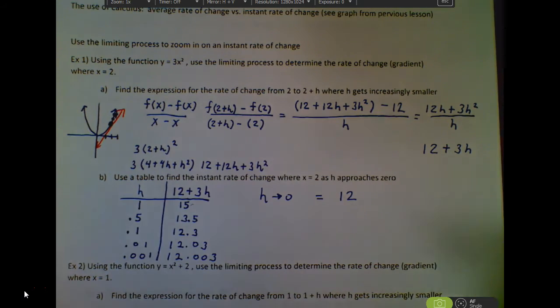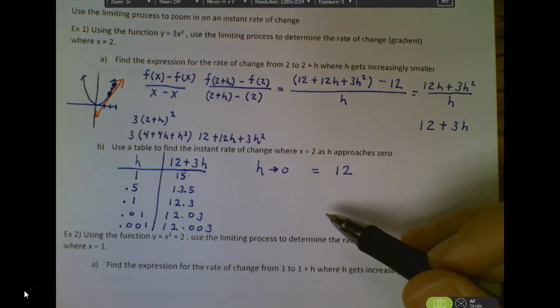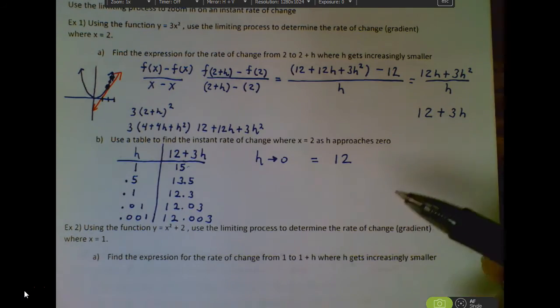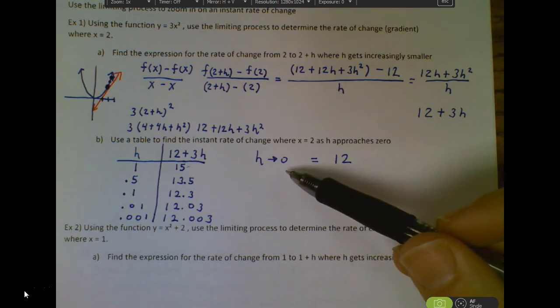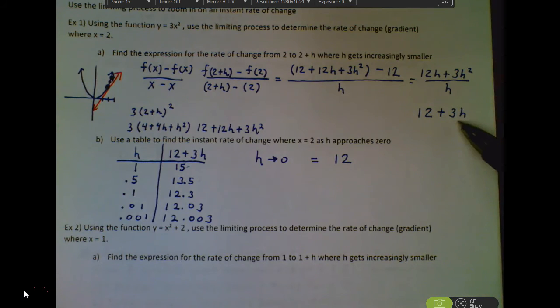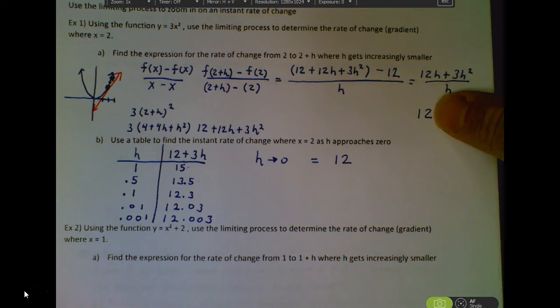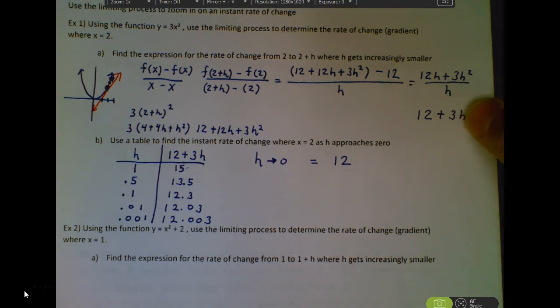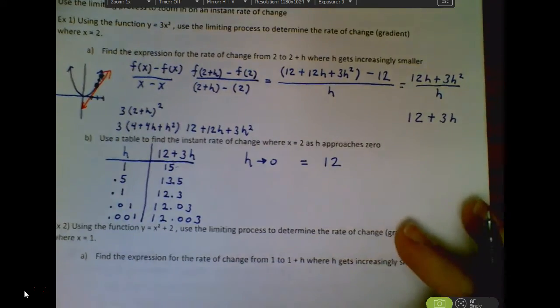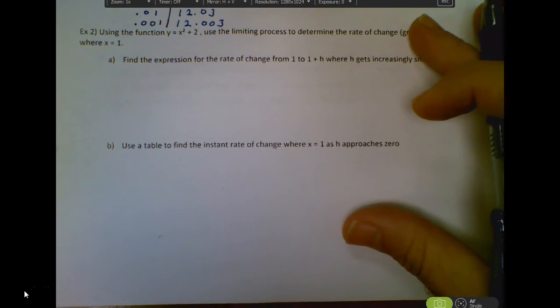Keep in mind, here's sort of the obvious that you guys are going to notice as we do these. If h is approaching 0, look at our expression. Well, if h is basically becoming 0, what am I going to be left with? Right? So 12. We're going to see, by understanding that if I just put in a 0 for h, I see my instant rate of change at a single point is 12. So we're going to do one more here. I'm going to go a little faster through the second one.